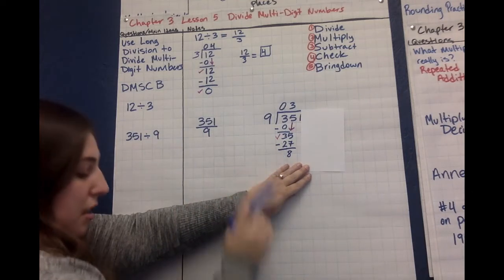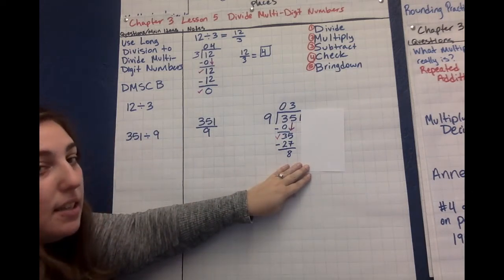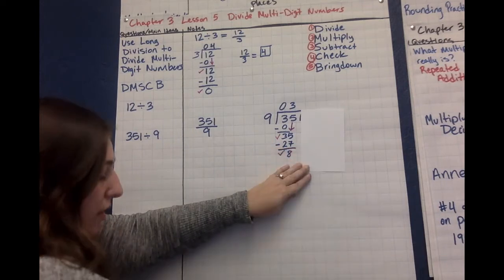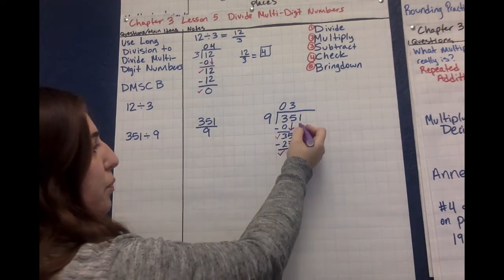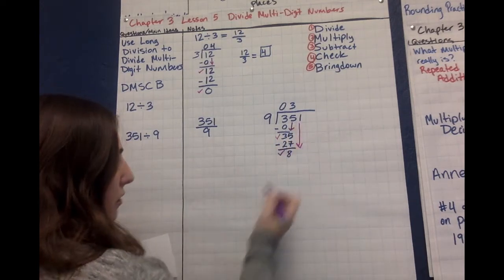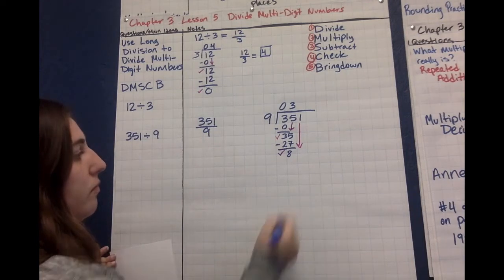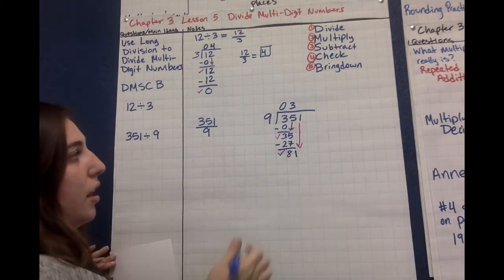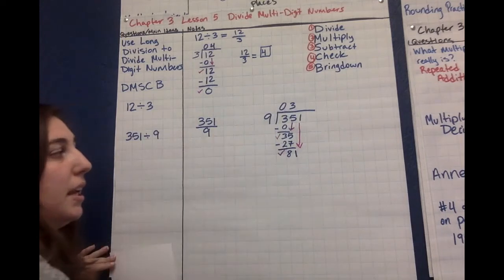Okay, now I'm going to check. Is 8 less than 9? Yes, it is. Give myself a check mark. And I'm going to bring down the last number, which is 1. So now I have to start at the beginning again.